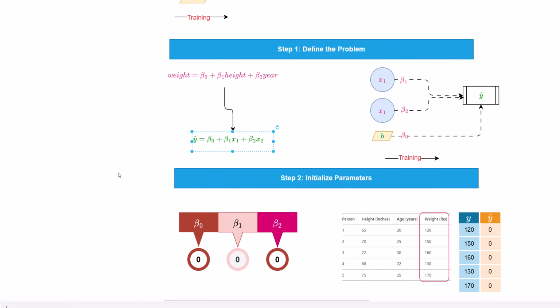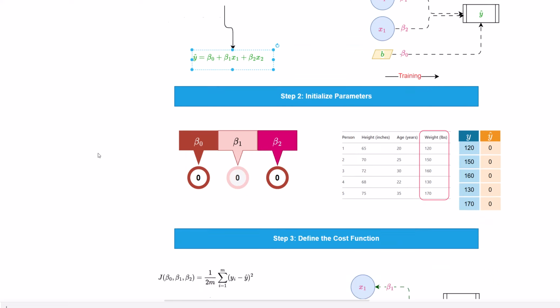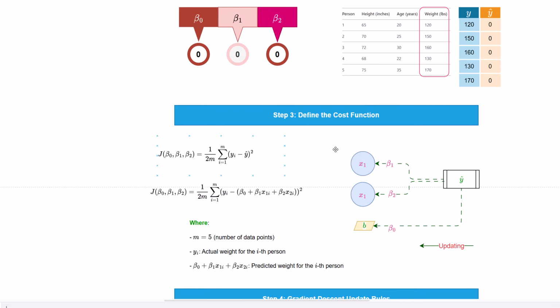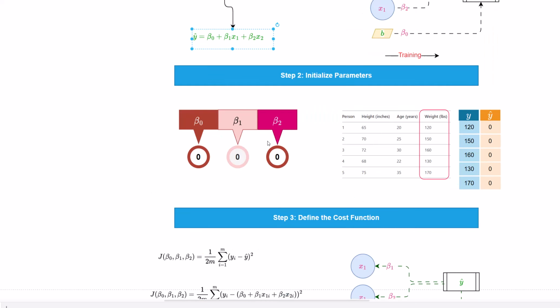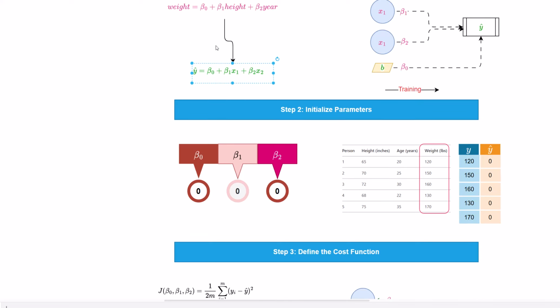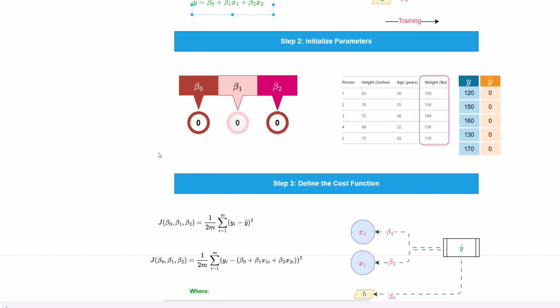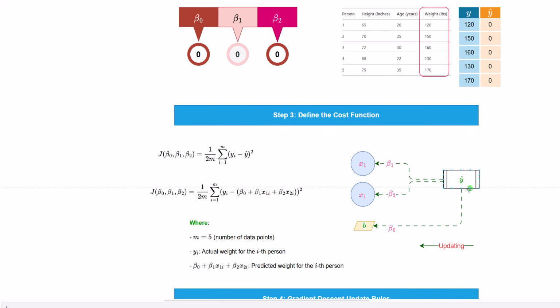So we need optimal beta values that will try to predict the exact or close to the weight. Now the next step is to define a cost function. So for instance, here I have y hat is 0. Now I need to update this to get the real values. That's why we need to calculate the cost function. After calculating the cost function, we will update beta 1, beta 2, and beta 0. Only beta 1, beta 2, and beta 0.